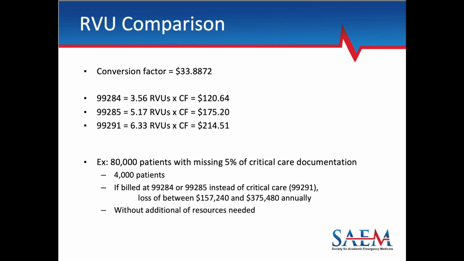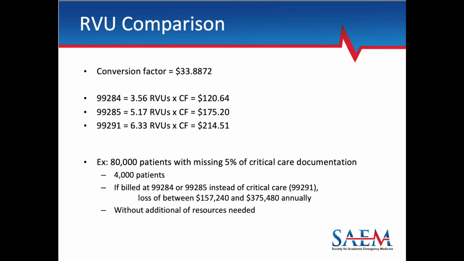This concept is important to understand the monetary impact that good critical care documentation can have on your department. A little bit of background. An RVU is a CMS determined value of a service or procedure relative to all services and procedures. This is a measure of value based on the extent of physician work, clinical and non-clinical resources, and expertise required to deliver healthcare services to a patient. For this conversation, a level 4 chart qualifies as 3.56 RVUs, a level 5 as 5.17, and critical care 6.33.